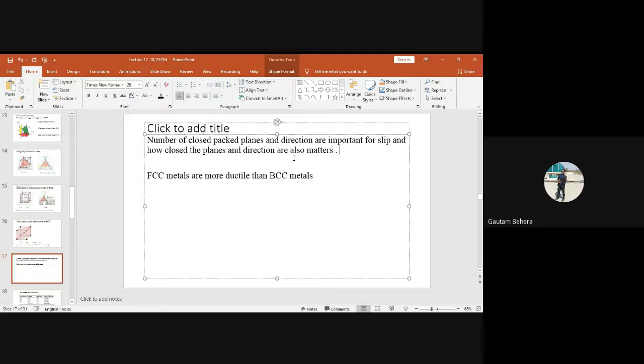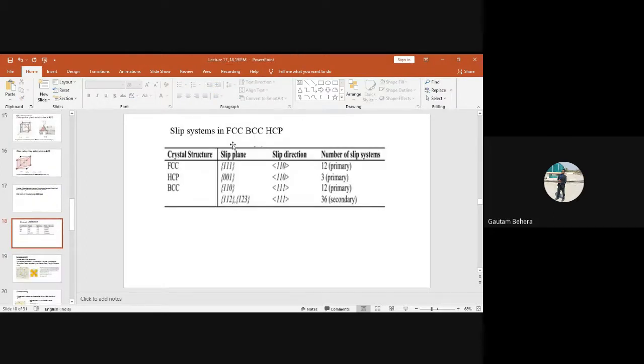Or malleable, you can say. FCC metals are more ductile or malleable as compared to BCC, because both have a good number of close packed planes and directions, but in FCC we have much closer packing. Much means not number. The packing is much better, right? Okay, so these are the things you have to remember. So we have FCC, HCP, BCC crystal structures. Slip planes are this, slip directions are this.